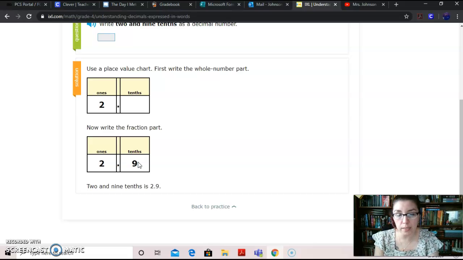Okay, again, pretty simple. I think you'll do just fine. If you have questions, please let me know. This is really important for you guys to understand decimals. We're going to get into them a lot more in these next couple weeks because you're going to need to know them really well for 5th grade.